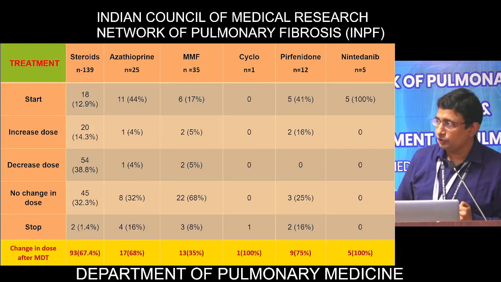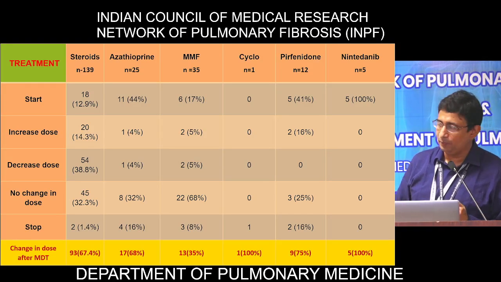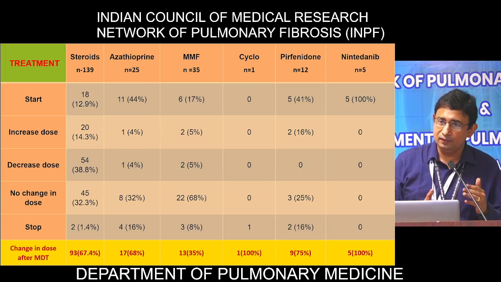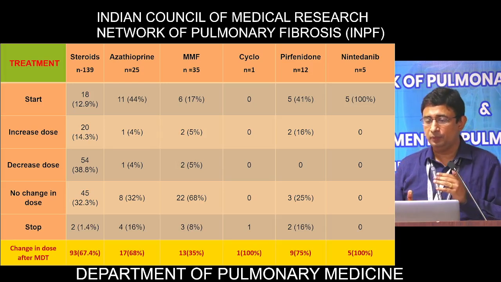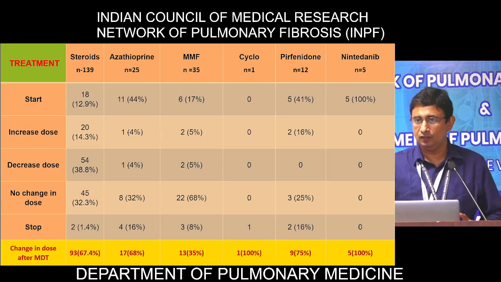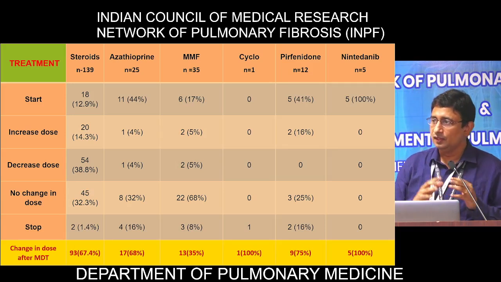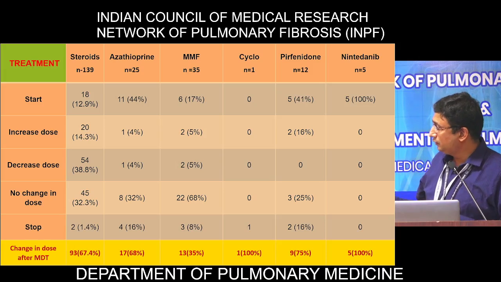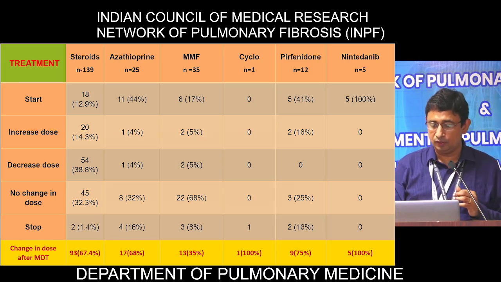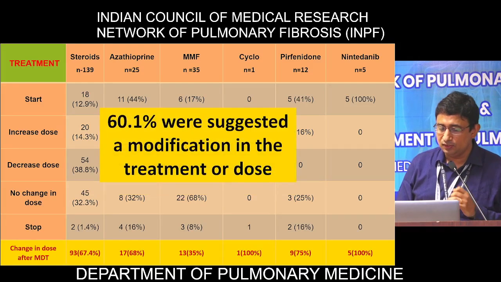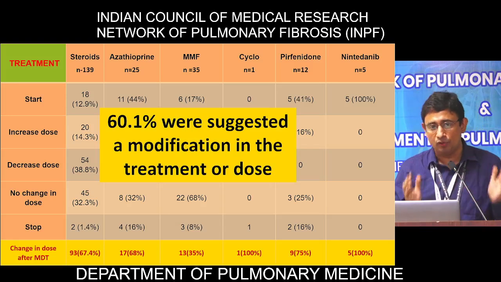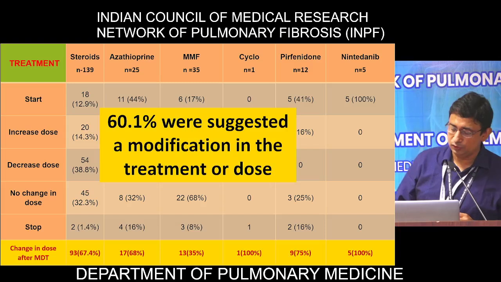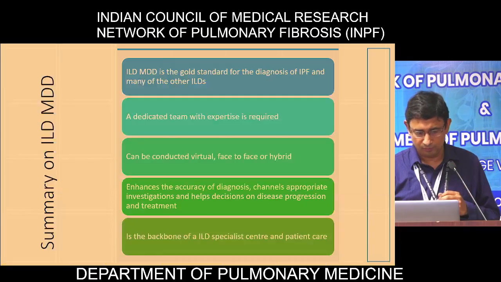Then this slide talks about the treatment details. These are patients who are posted on the MDT on follow-up, where there are treatment ambiguities. The PFT is not correlating with the imaging, or vice versa, or clinical. Do we need a change in the treatment? So these are drug-wise treatment changes that were documented, and overall 60% were suggested some modification in the dose of one or more drugs the patient was taking. 40% were continued on the same.